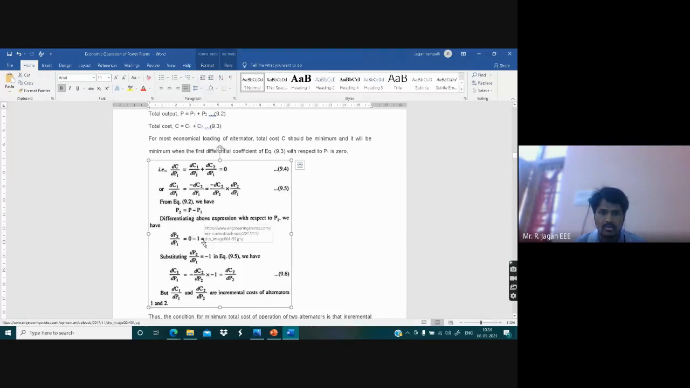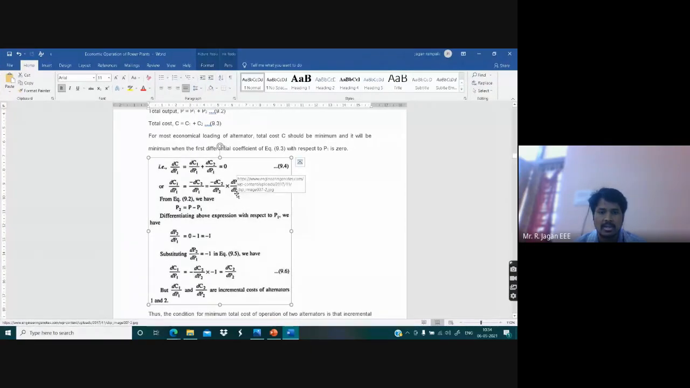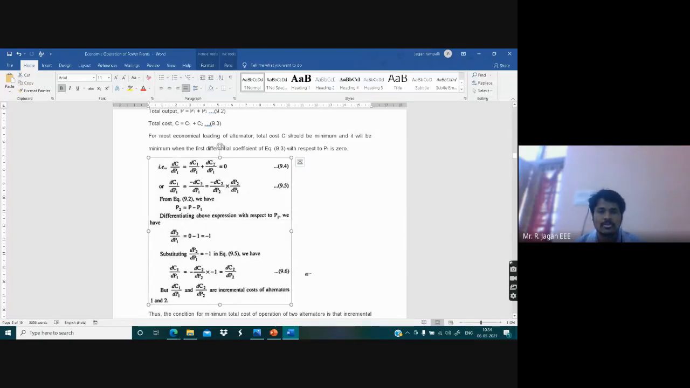So I am going to have ∂P2/∂P1 equals minus 1. Just substitute here: minus ∂C2/∂P1 into minus 1 is equal to ∂C2/∂P2. Okay, so this indicates that ∂C1/∂P1 is equal to ∂C2/∂P2.